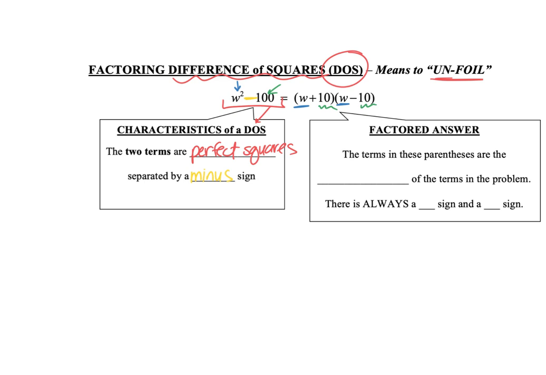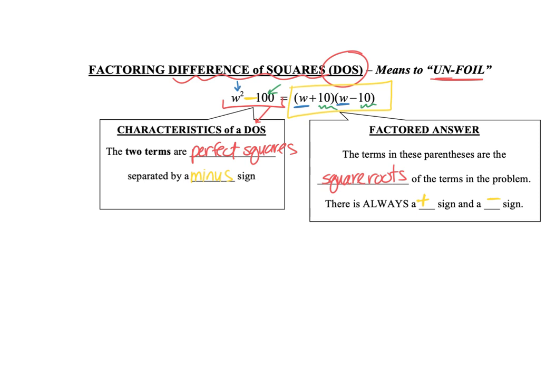If I start with a difference of two squares, I can automatically tell you what the answer is. The answer is the terms in these parentheses are the square roots of the terms in the problem. So I'm thinking backwards. I'm saying the square root of w squared is w, and the square root of 100 is 10. And in my answer, which, by the way, that's my answer this time, that means I will always have a plus sign and I will always have a minus sign. This is kind of just a formula.